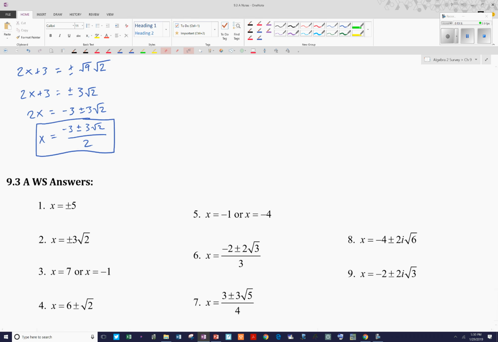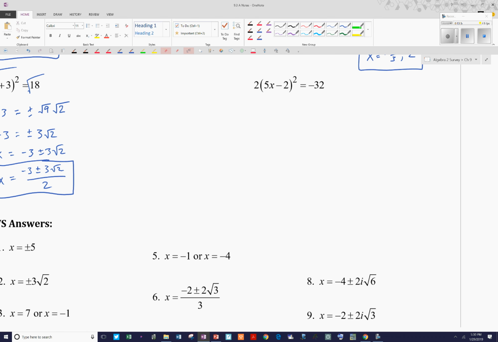All right, last one here. We're actually going to do this one, I'm going to change this problem here a little bit. I'm going to have you change this to a, get rid of that negative. Change that to a positive 32. All right, so I'm just going to actually rewrite this problem over here. 2 times 5x minus 2 quantity squared equals 32. I'm just going to rewrite the problem.